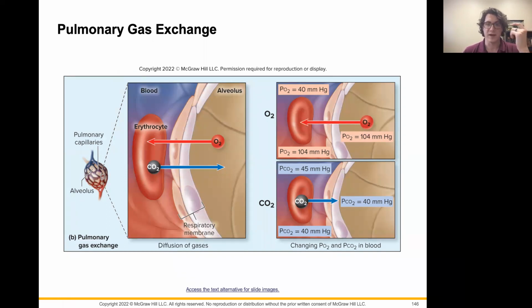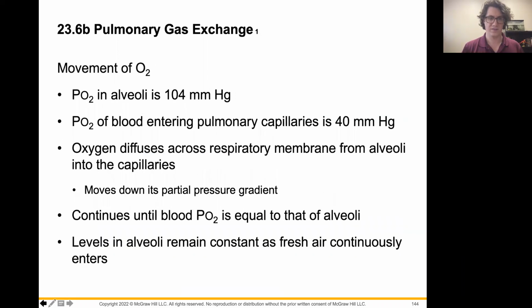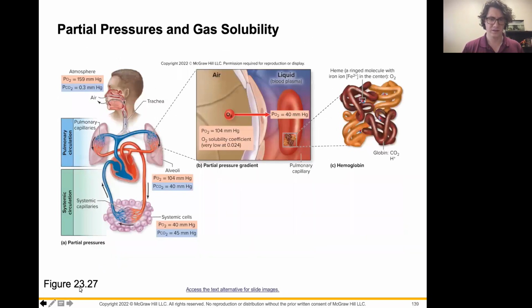Now, we also need to keep in mind that the same thing is going to be happening at the tissue level. The oxygen-rich blood will go down to the tissues. So the oxygen-rich blood, now at close to 104, is going to travel down to our systemic cells, where the partial pressure of oxygen is 40. So which direction is it going to go? It's going to move from that 100 towards the 40. This is what we're expecting to see every time.